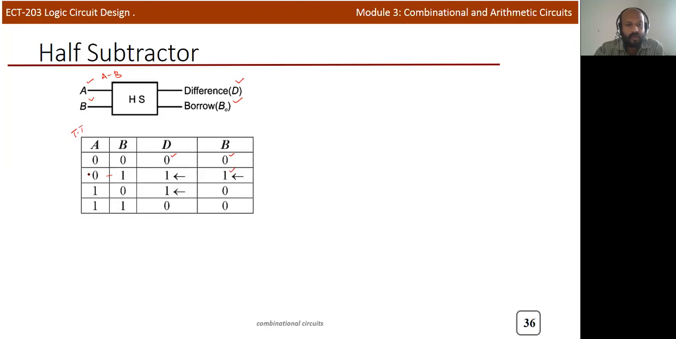If you take a borrow here, it becomes 1 0, and 1 0 is equivalent to 2. So 2 minus 1 is equal to 1. This 1 0 is binary 1 0, so 1 0 minus 1 is equal to 1, and there is a borrow involved, so that's why borrow is equal to 1. And 1 minus 0 gives difference 1 and borrow 0, and 1 minus 1 means difference 0, borrow 0. So finally we got this particular table.